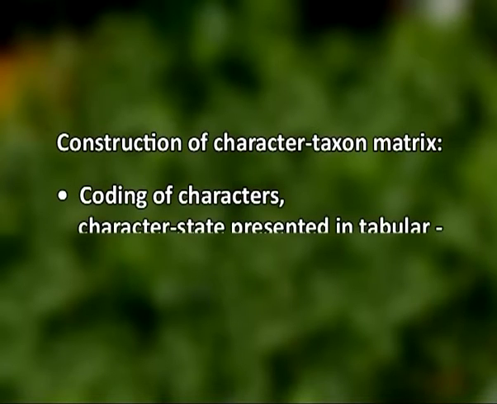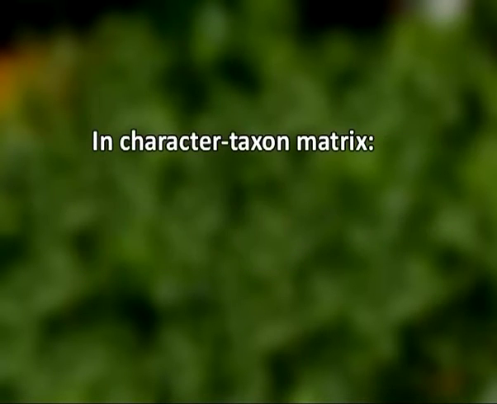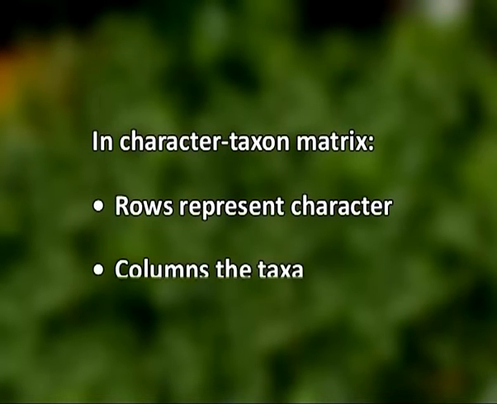Number third is the construction of a character taxon matrix. The coding of characters and a character state is presented in a tabular form, which is known as a character taxon matrix. In a character taxon matrix, rows represent the character and columns the taxa.